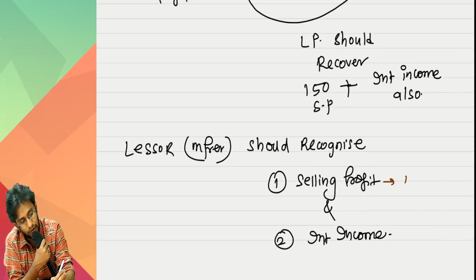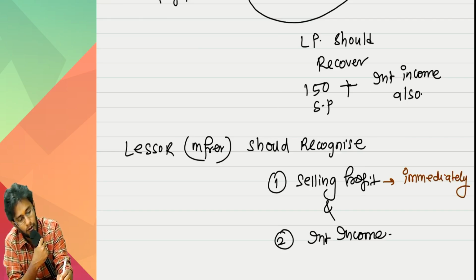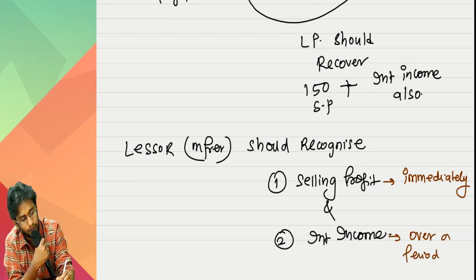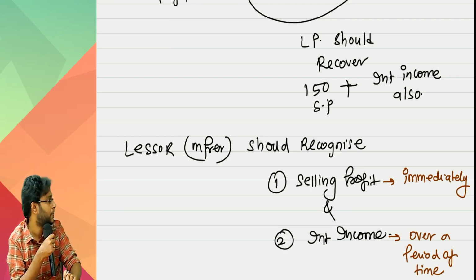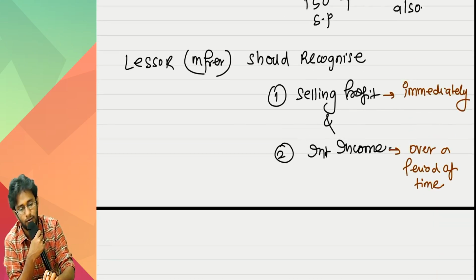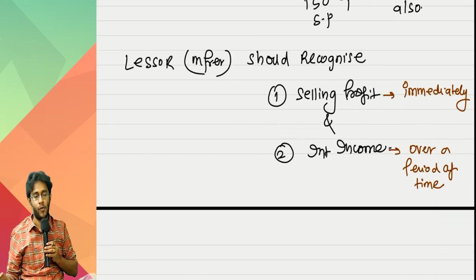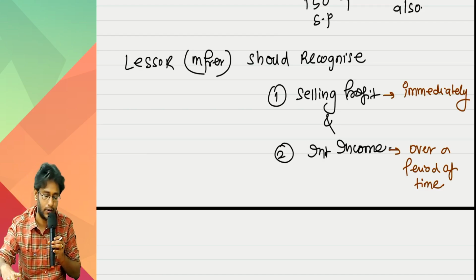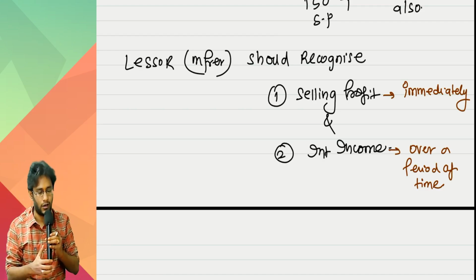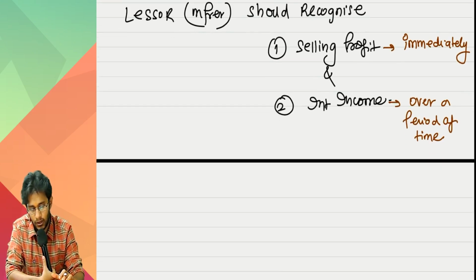And selling profit has to be recognized immediately. Interest income is over a period of time. Anyway, interest income will be booked over a period of time. Now the standard gives you some detailed guidance here. Some rules will be there, but if you carefully pay attention, you will understand the logic. Without understanding logic also you can do it, but understanding is better.